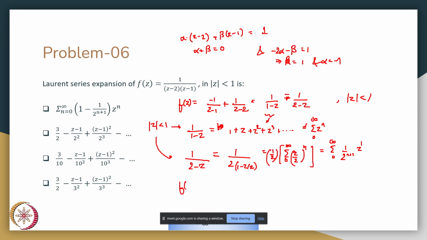And hence my f of z can be written as summation from n equal to 0 to infinity of (1 minus 1 by 2 raised to n plus 1) whole into z raised to n, which is the first. So in this case, since norm z is less than 1, we can just write it the way we have done it without thinking about the negative powers of z.